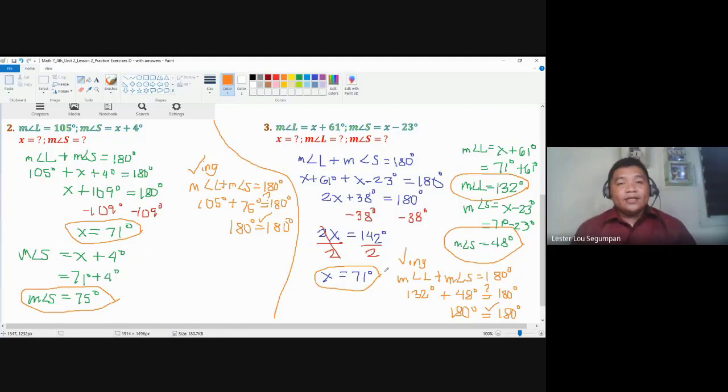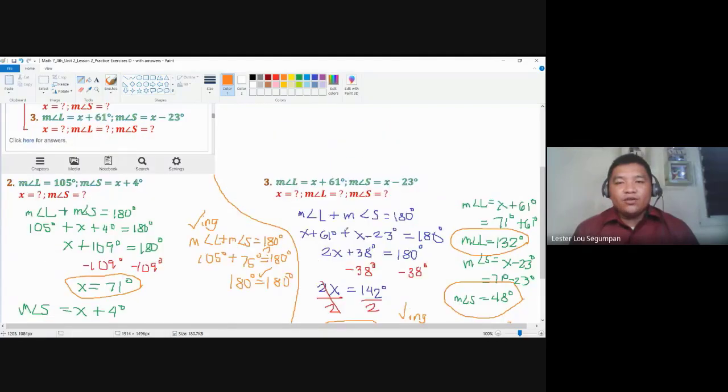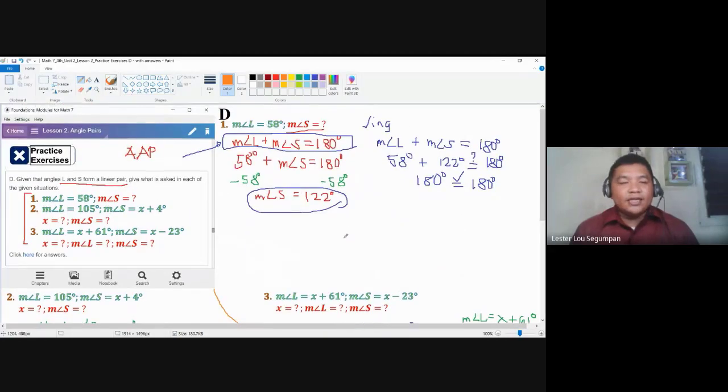So again, the relationship between angles forming a linear pair is that they are adjacent angles that are supplementary. So we still use the angle addition postulate specifically for supplementary angles, wherein if we add up the two angles, the sum of their measurements must result in 180 degrees. This is our second to the last video for this lesson number 2, angle pairs.